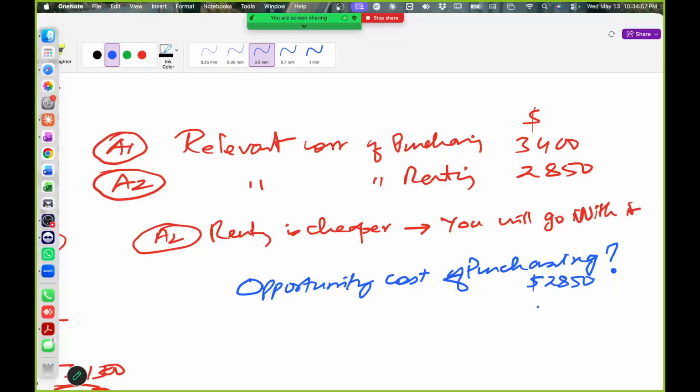Two alternatives. One alternative I am giving up, the other alternative I am taking. So the opportunity cost of purchasing means giving up on renting. Opportunity cost of purchasing is 2,850. Opportunity cost of renting is 3,400, because I'm giving up on purchasing. Benefits lost, sacrifices made by choosing one alternative over another. All these things are relevant. Opportunity cost is a beautiful concept.